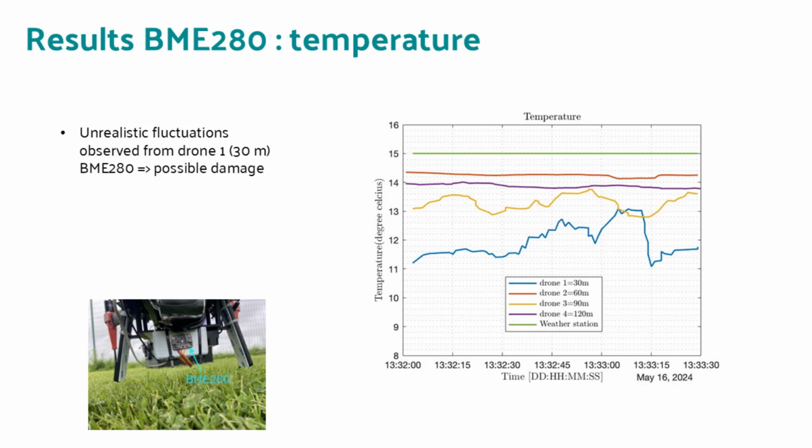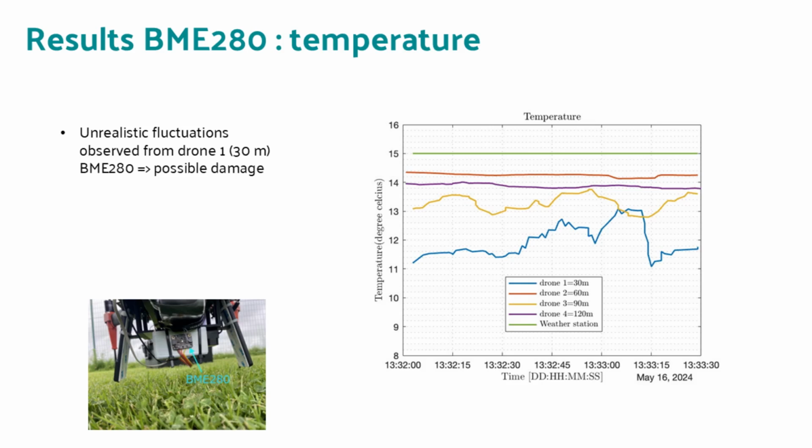So we suspect the issue was caused by damage to the BME 280 or the electronics connected to it. The sensor was mounted on the outside of the electronics enclosure to ensure that it measured the ambient air rather than the warmer air trapped inside the box. However, this exposes it to environmental conditions like the rain, or actually the grass when the drone was standing on the ground.